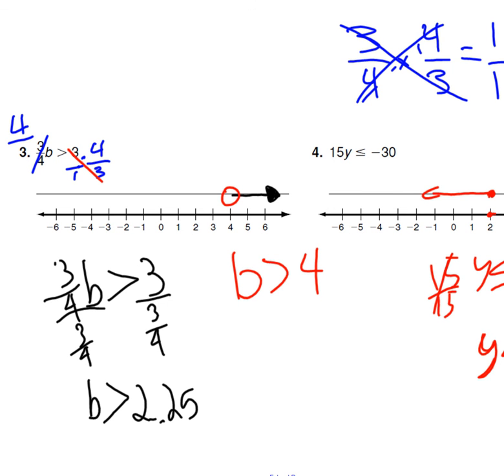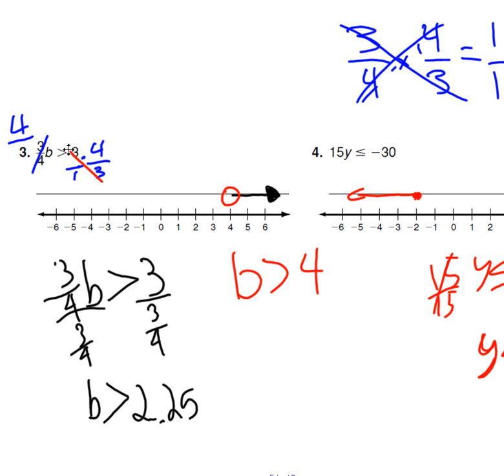Alright, so this is close. What's the only thing that's kind of wrong about this? If y is less than or equal to negative 2, what is this number right here? That's positive 2. Where should it be? Okay, don't forget your signs. Big difference between 2 and negative 2.